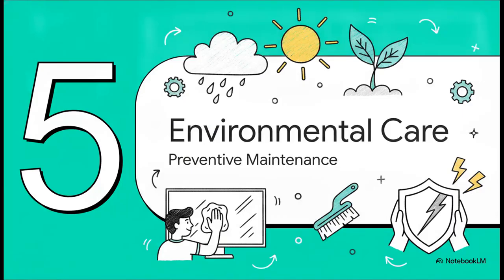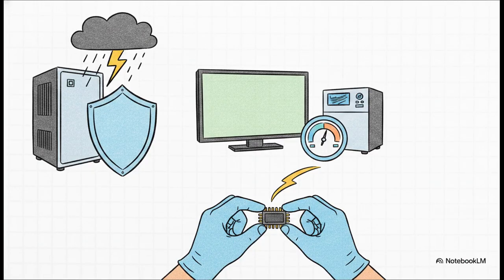Of course, the absolute best way to troubleshoot a fault is to stop it from happening in the first place, right? So let's look at Section 5, Environmental and Preventative Care. Moisture, extreme heat, and dust. These are the silent killers of LED screens. For your outdoor setups, you need to actively inspect your cabinets for water ingress right after a rainstorm and make sure you maintain those anti-corrosive coatings.